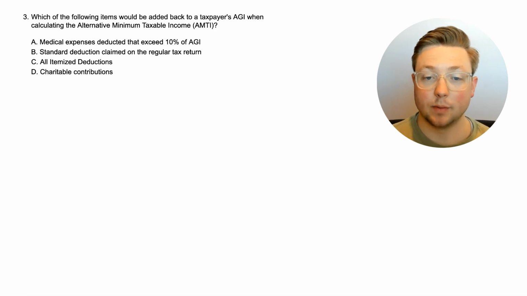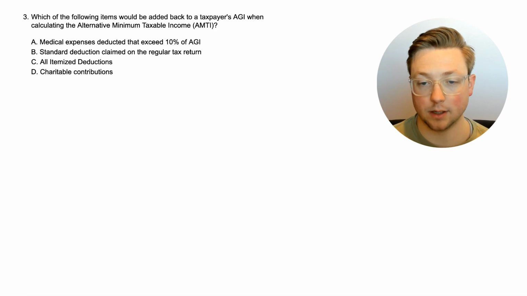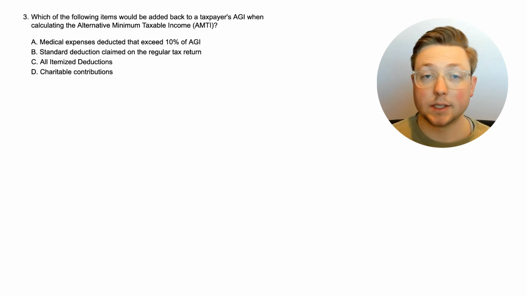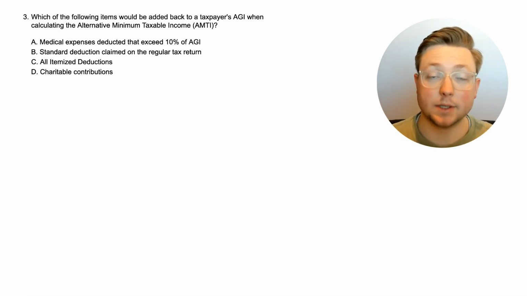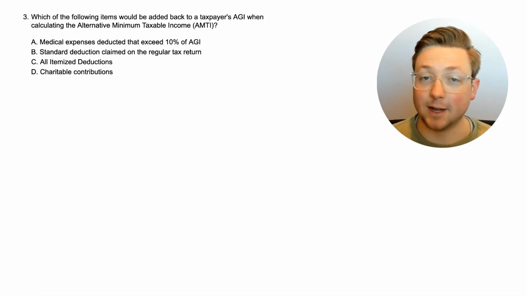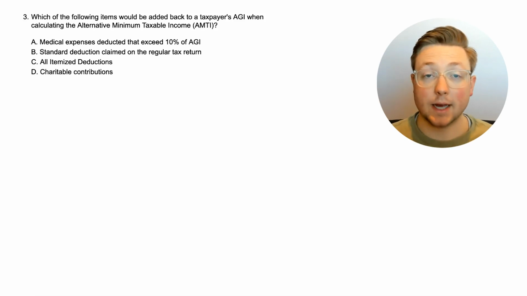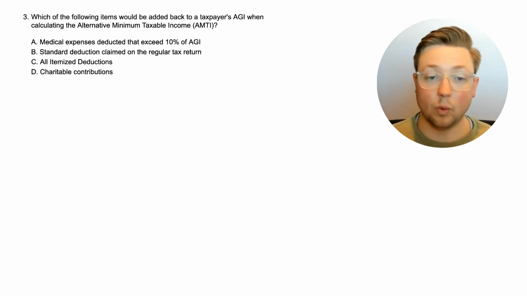Which of the following items would be added back to a taxpayer's AGI when calculating the alternative minimum taxable income? Okay, we kind of mentioned this in the previous question. There are some adjustments and there's some exemptions that happen to get to AMTI. So if you don't really know what these are, again, that's okay. If you have a guess, go ahead and pause the video and you can think through it. But if not, we're going to go ahead and go to the answer to learn what these are.